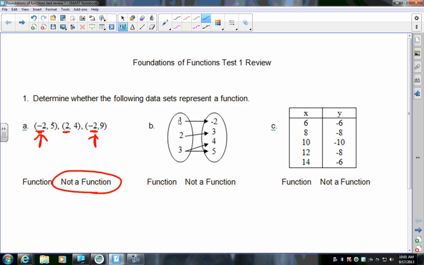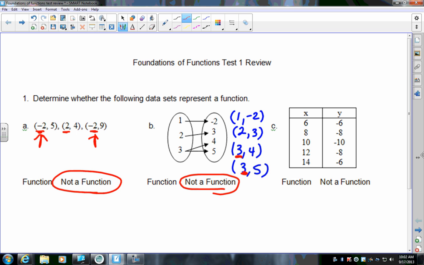Now on letter B, it has the mapping. What I would do is write it as ordered pairs. 1, -2, then 2 goes with 3. Well, here it says 3, 4, and 3, 5. There's an issue. Right now, my 3's in the x column, they repeat. Since they repeat, this is not a function.